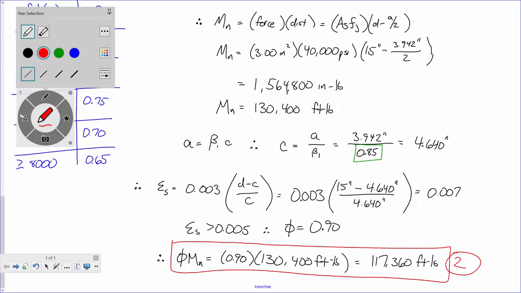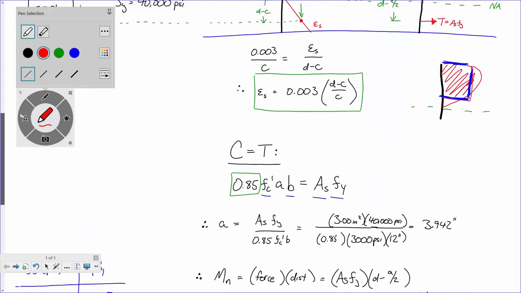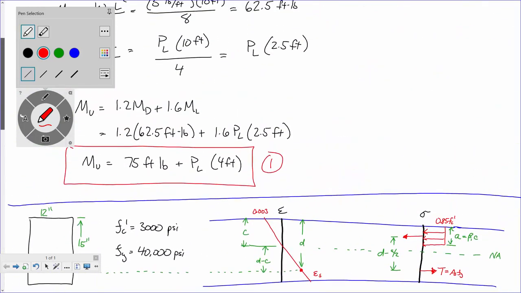Everybody good so far? So here's what we calculated here, phi Mn, that is the capacity. That is how much the beam can hold up, right? Now, if I scroll up real quick, way up here, that equation 1 was what the beam was being subjected to, right?